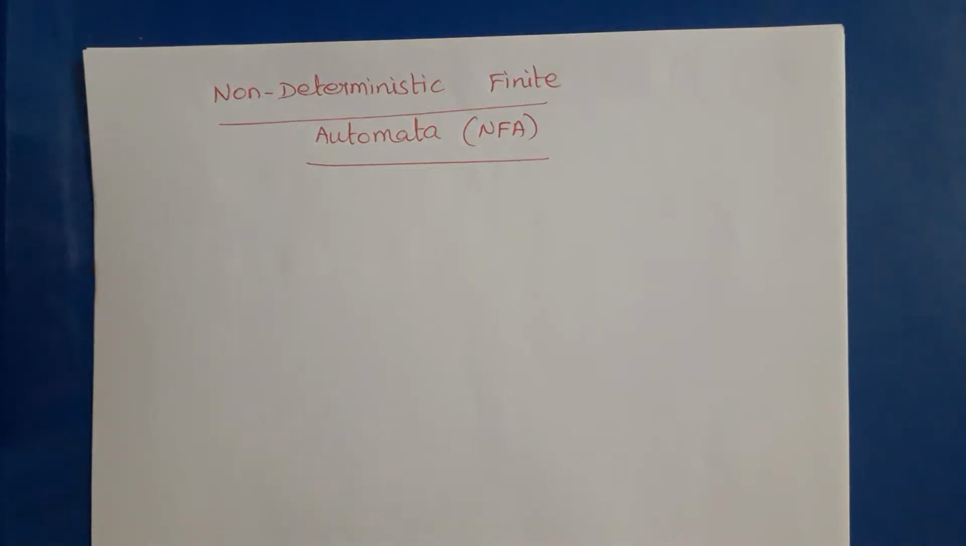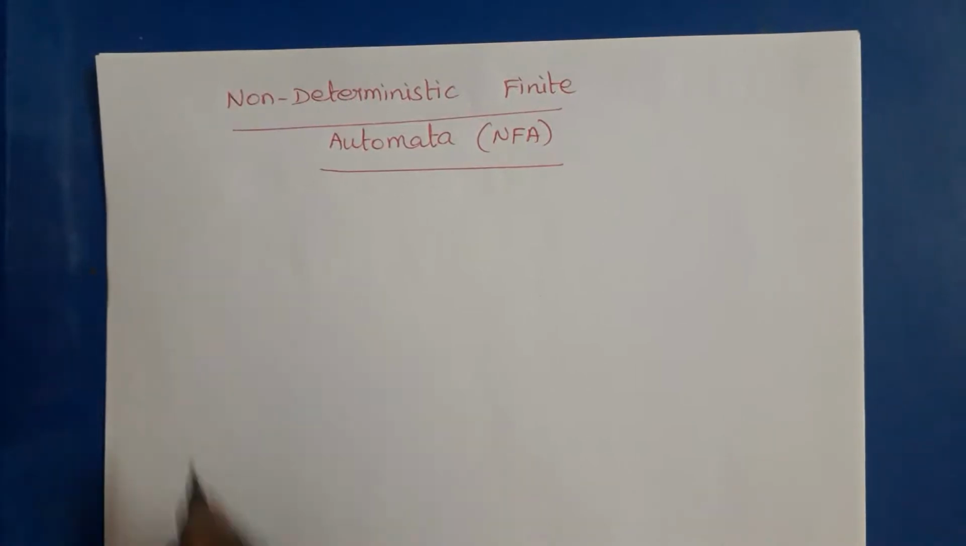Hello everyone. In the previous video we have seen deterministic finite state automata with an example, and in this video we are going to see about non-deterministic finite automata. Non-deterministic finite automata means it has the power to be in several states at once. So it is similar to DFA.